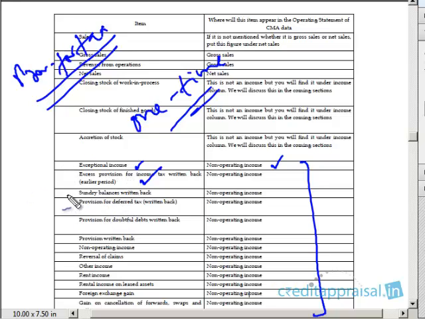So all these written back items, sundry balances written back, provision for deferred tax written back, doubtful debts written back, any provision written back, all these things you put in the non-operating income. Of course, sometimes non-operating income is directly given, and you can put it on the non-operating income. Then reversal of claims, other income, rent income, which we have discussed, rental income on leased assets, foreign exchange gains. For example, due to exchange rate fluctuation there might be some income which the company has made, but again, this is not the core activity of the company. Just because the exchange rate has varied, you made a profit, so this is not a core income. You can put it on the non-operating income.